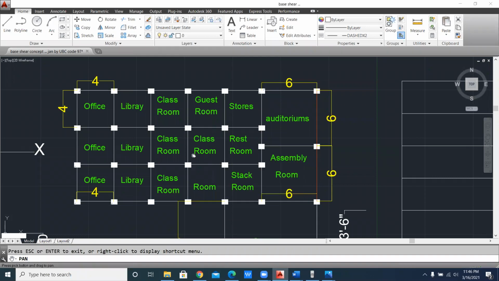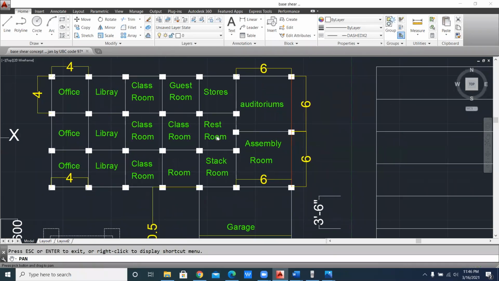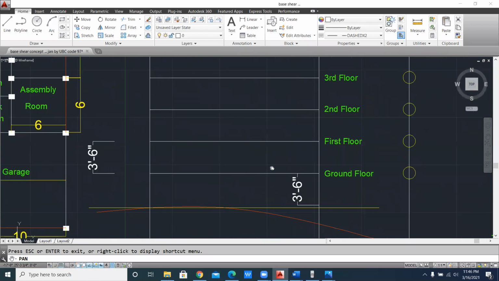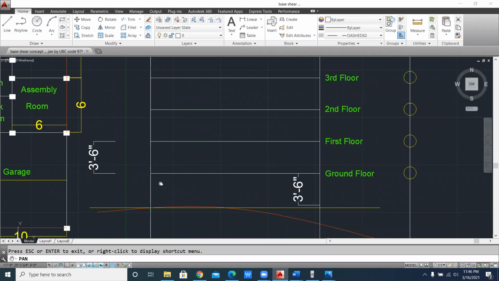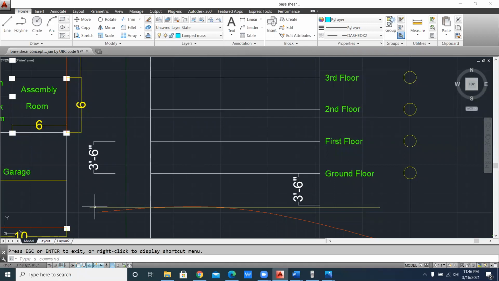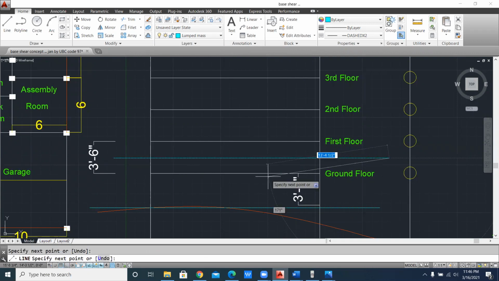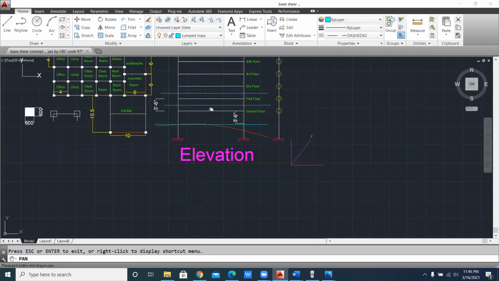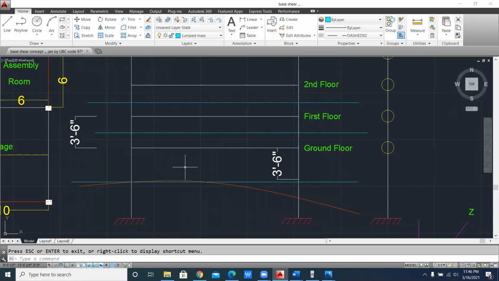Let's suppose I open my drawing here, then you will see how we calculate the lumped mass for the ground floor. What is the method for finding the lumped mass here? I have to take this line, its length here, then I will take half of this. So for the lumped mass, always remember that you have to take half of this value.